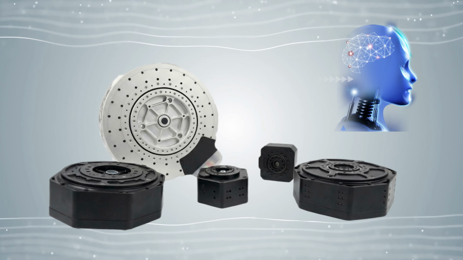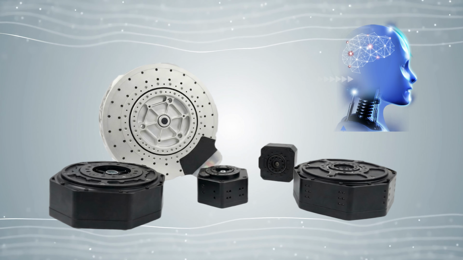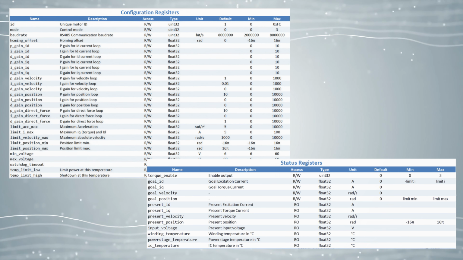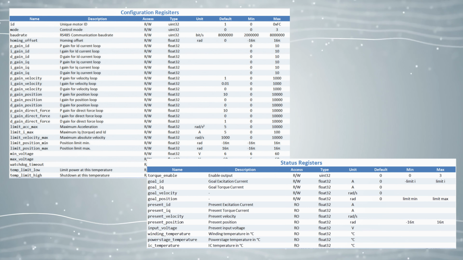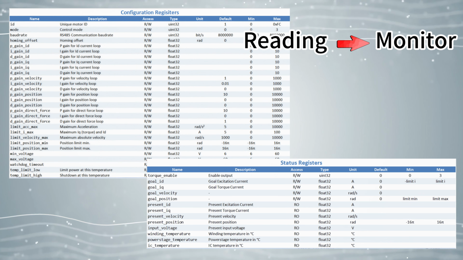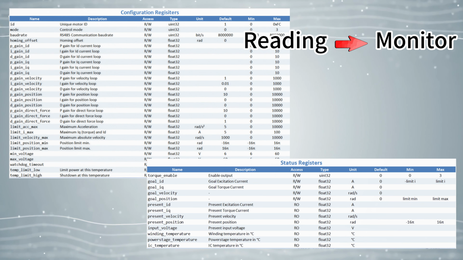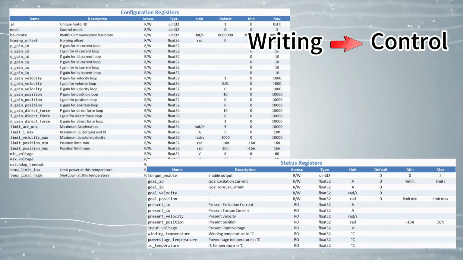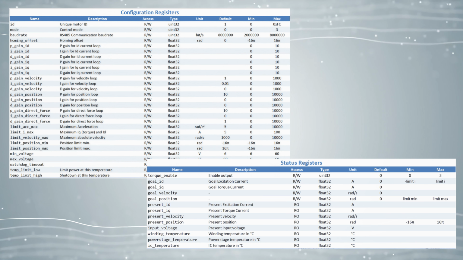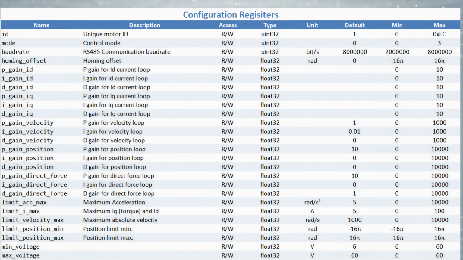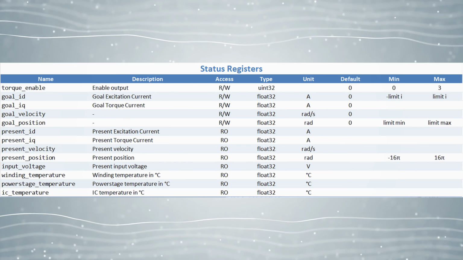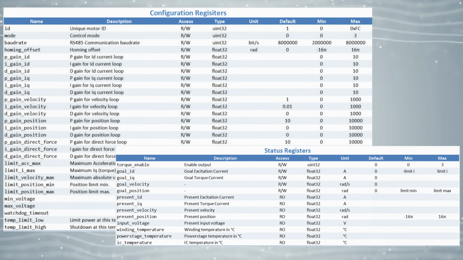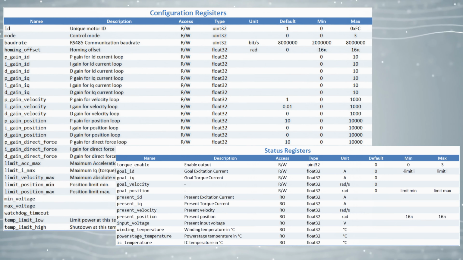Welcome back. Today we're opening the brain of the BEAR actuator, the control table. Think of the control table as a structured map of registers. By reading from these registers, you monitor the device. By writing to them, you control it. The table is strictly divided into two groups: configuration registers and status registers. Understanding the difference is key to stable development.